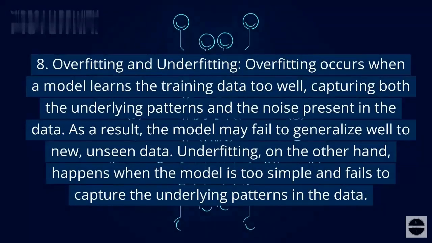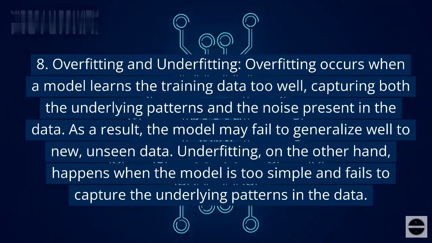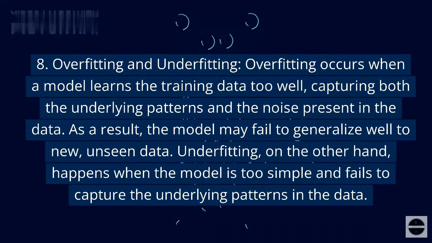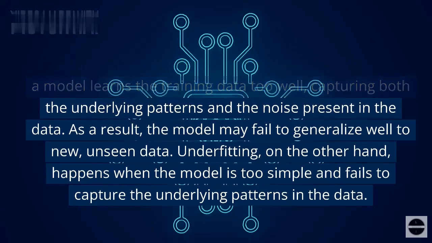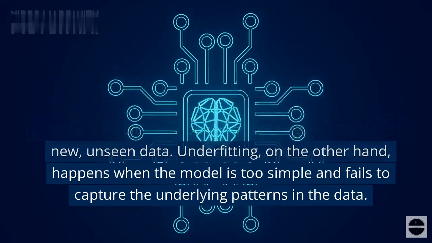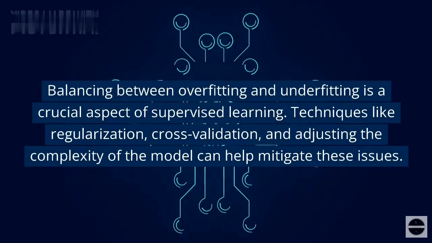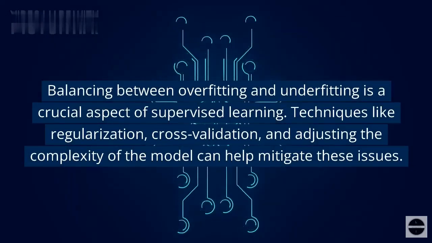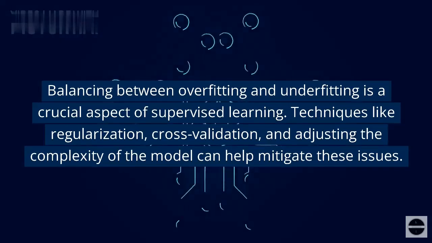Eight. Overfitting and underfitting. Overfitting occurs when a model learns the training data too well, capturing both the underlying patterns and the noise present in the data. As a result, the model may fail to generalize well to new, unseen data. Underfitting, on the other hand, happens when the model is too simple and fails to capture the underlying patterns in the data. Balancing between overfitting and underfitting is a crucial aspect of supervised learning. Techniques like regularization, cross-validation, and adjusting the complexity of the model can help mitigate these issues.